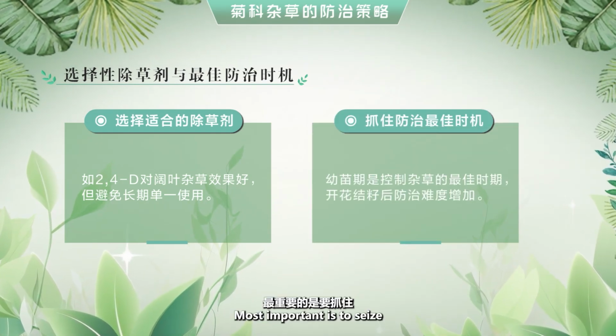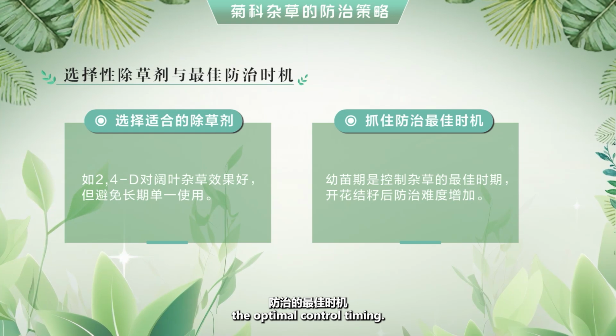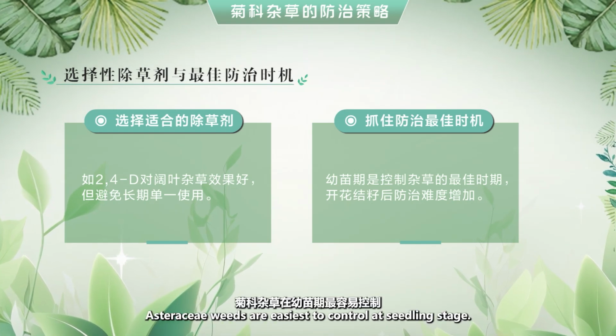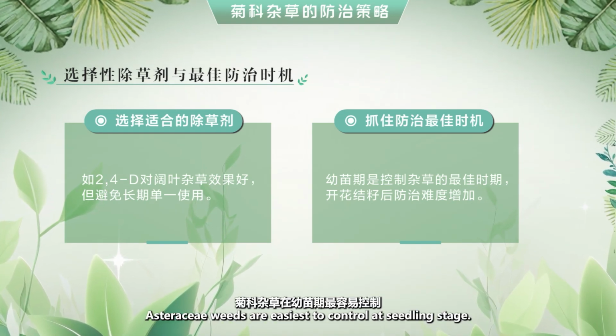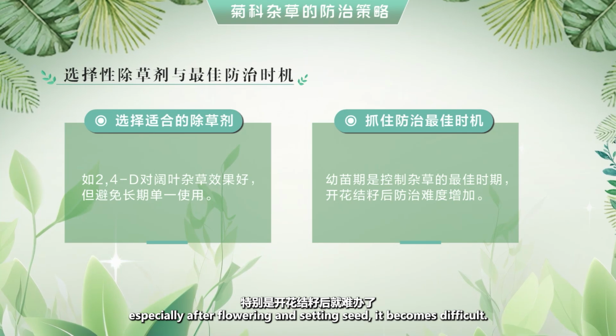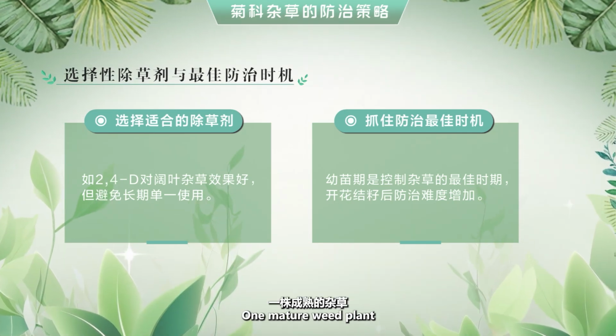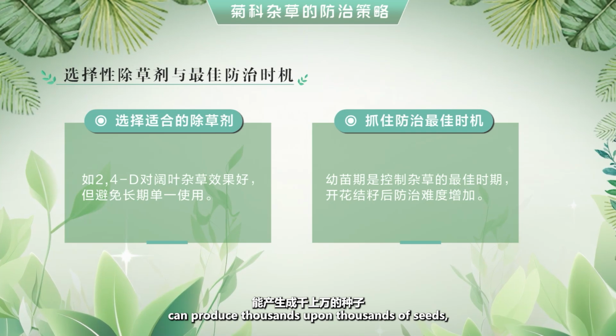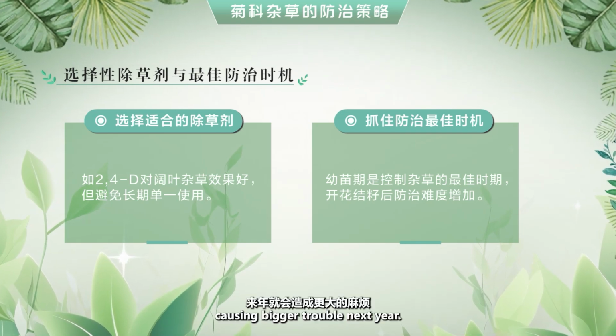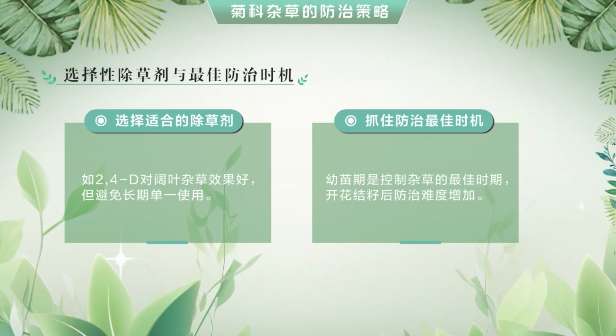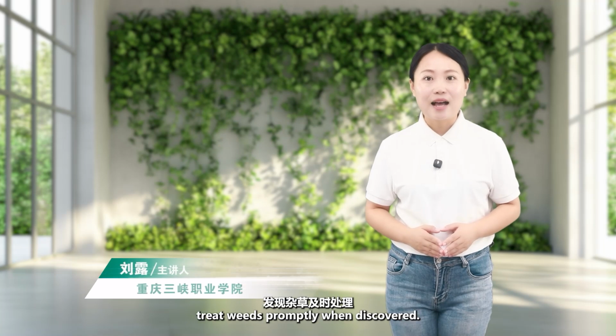Most important is to seize the optimal control timing. Asteraceae weeds are easiest to control at seedling stage. Once they grow large, especially after flowering and setting seed, it becomes difficult. One mature weed plant can produce thousands upon thousands of seeds, causing bigger trouble next year. So observe more regularly. Treat weeds promptly when discovered.